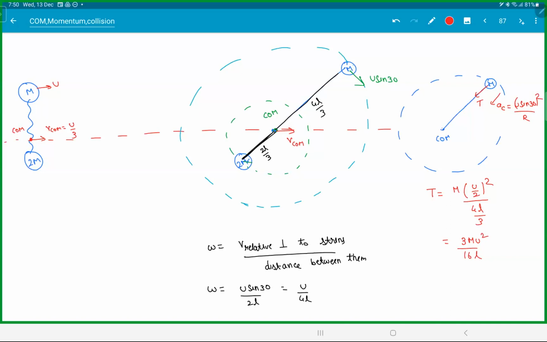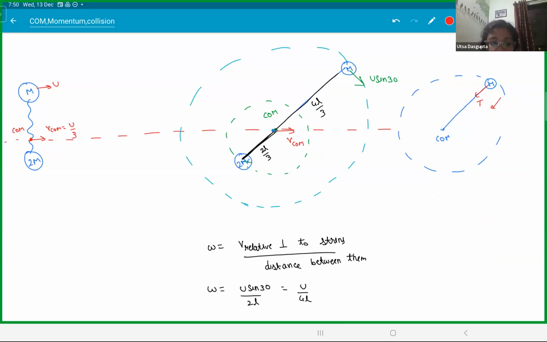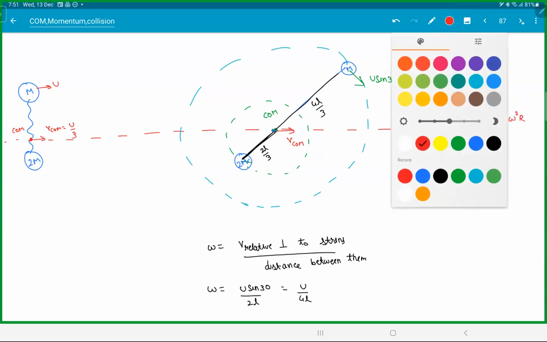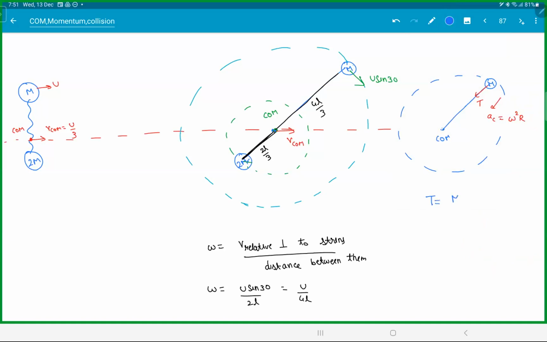So tension is M omega square L. Wait, why did I do this? No, I did wrong. Wait. Then why not the relative one? Omega square R actually. Yes, omega square R I have to use. If I don't do that, I have to use relative only. So yes, tension is M into AC. That's what I was thinking. Why the hell did I find omega then? This guy would be U by 4L whole square times 4L by 3. M U square by 12L.